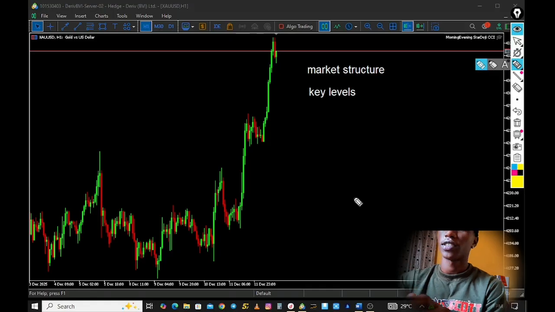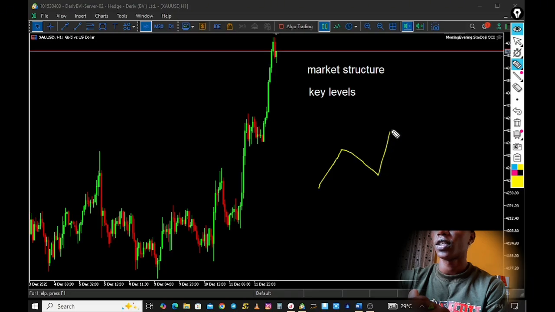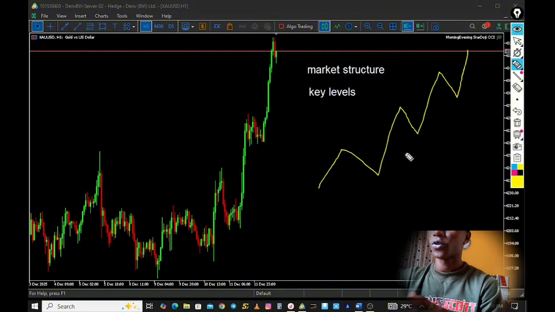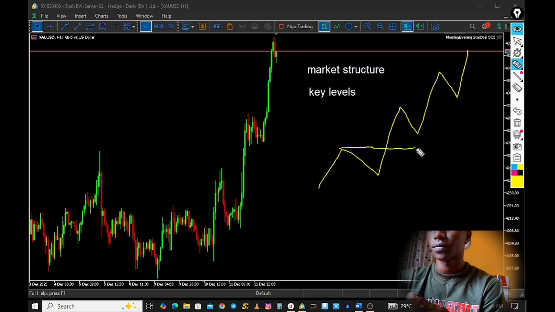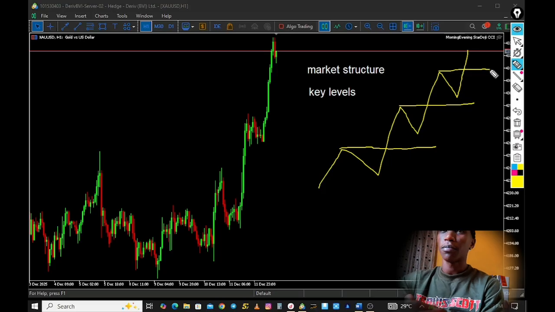Let me show you support and resistance here. Let's say in an uptrending market. Higher highs, higher lows, higher highs, higher lows, higher highs, higher lows, higher highs. So the key levels here, we could be having support and resistance. We could be having this resistance becoming support, resistance becoming support. Or we could have supply and demand.